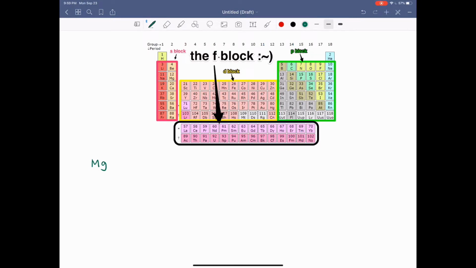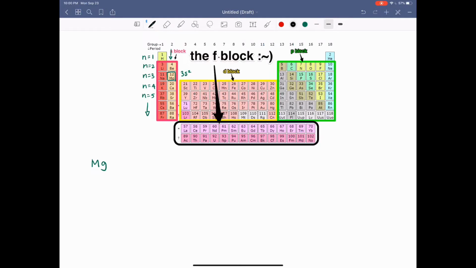Magnesium has 12 electrons, right? If we label our shells, it's found at n equals 1, n equals 2, n equals 3, n equals 4, n equals 5, and so on. Magnesium is found in the s block, in the second column, which denotes that there are 2 electrons. So we can say the address of the last electron in the magnesium atom is 3s2.